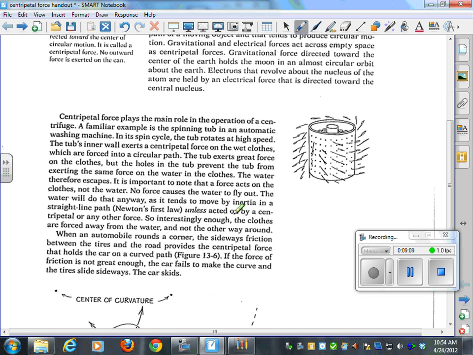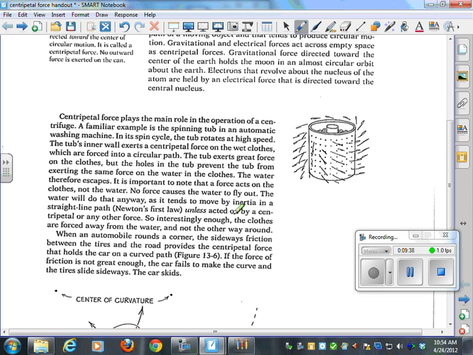It's basically... Anybody use a salad spinner at home? You know, you wash your lettuce. And yeah, that's a centrifuge. Same thing with your washing machine. A familiar example is the spinning tub in an automatic washing machine. In its spin cycle, the tub rotates at high speed. The tub's inner wall exerts a centripetal force on the wet clothes, which are forced into a circular path. The tub exerts great force on the clothes, but the holes in the tub prevent the tub from exerting the same force on the water in the clothes.